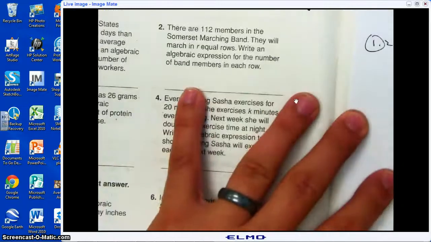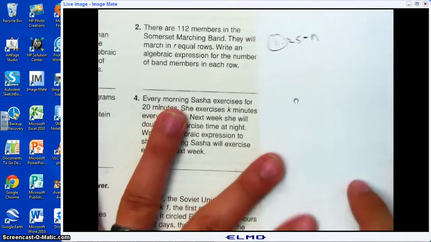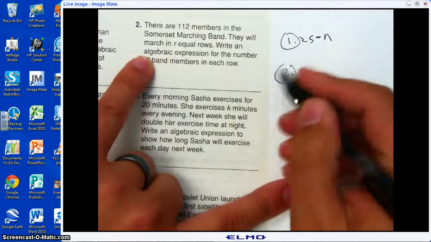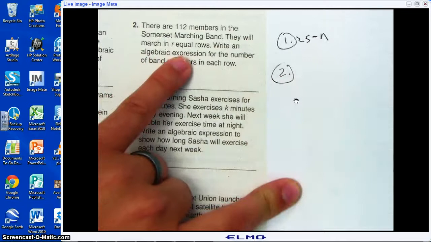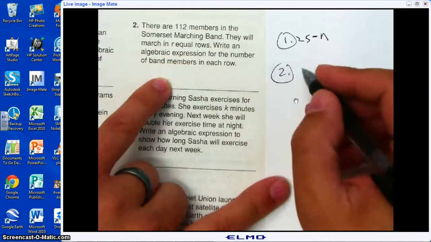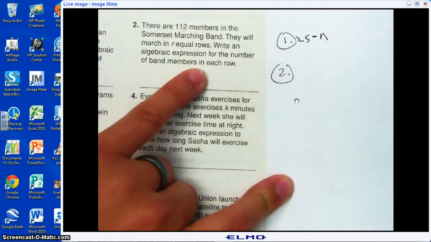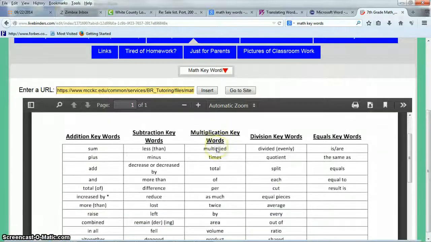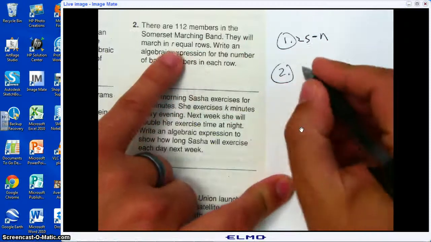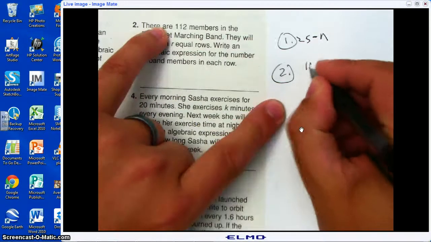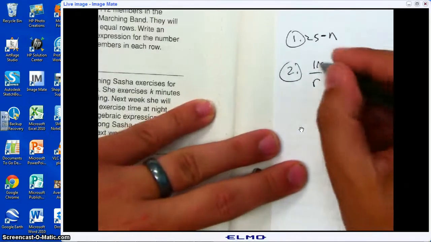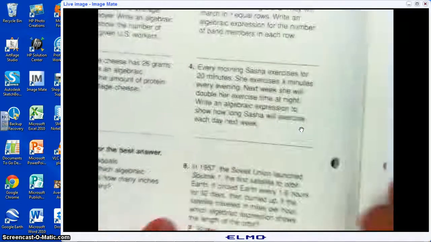So put number one somewhere, write that down just so that I can see that you paid attention. All right, number two. There are 112 members in the Somerset marching band. They will march in R equal rows. Write an algebraic expression for the number of band members in each row. I would guess that each is one of the words on here. Yep, it is. It's under the division column in your sheet. And usually that's what each means. We'll take the 112 divided by the number of rows, and that would be the number in each row, 112 divided by R.